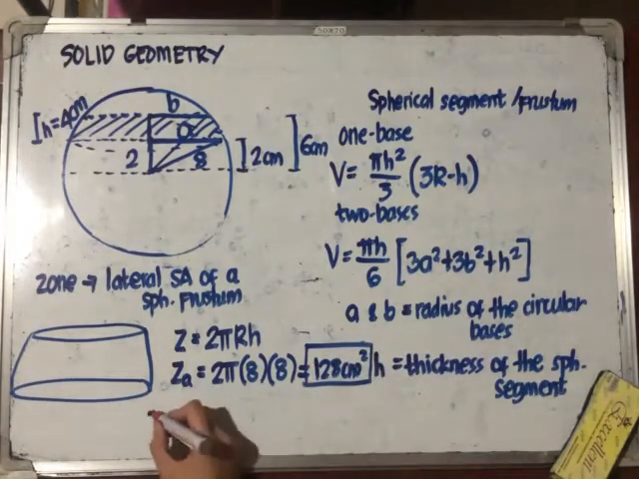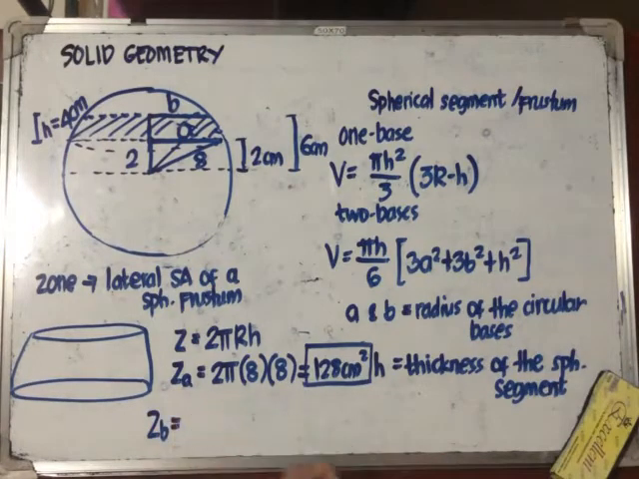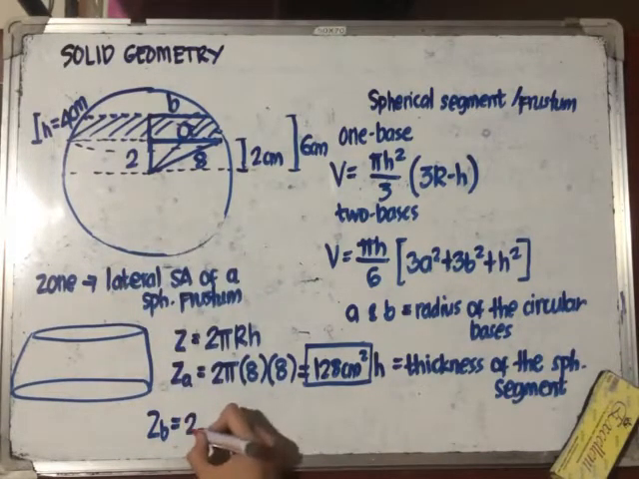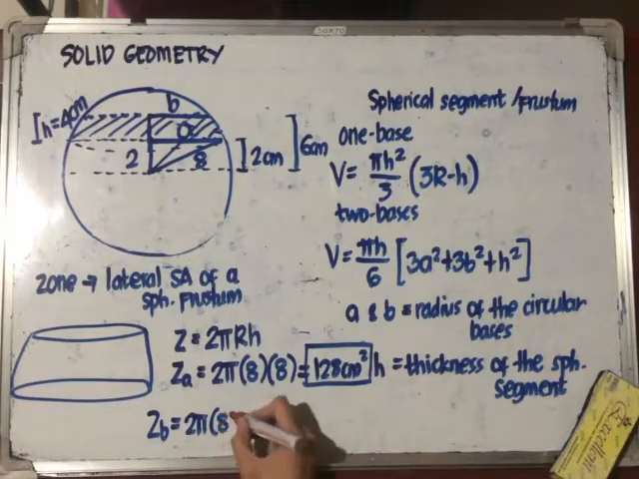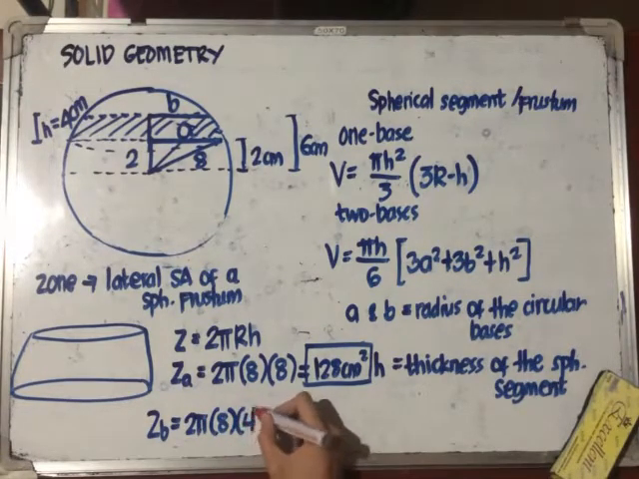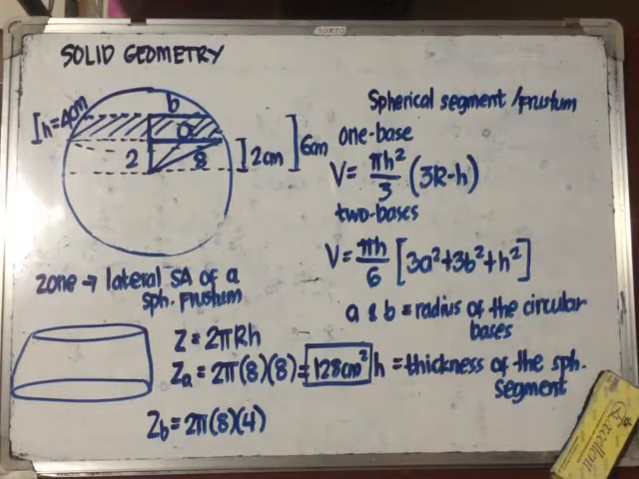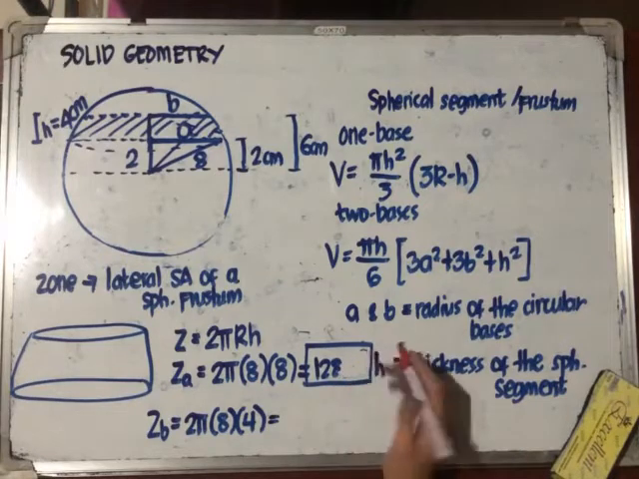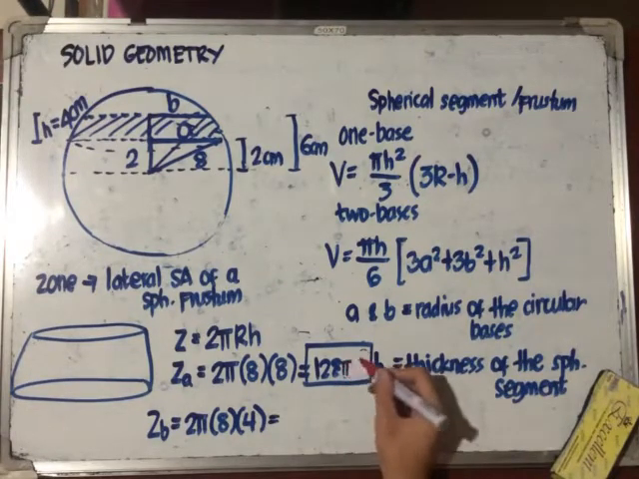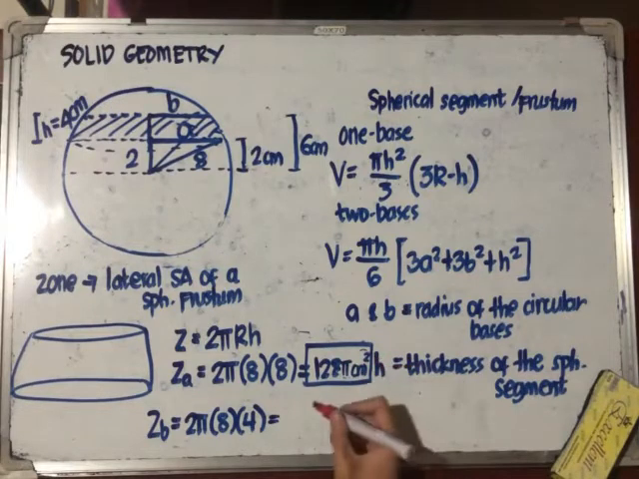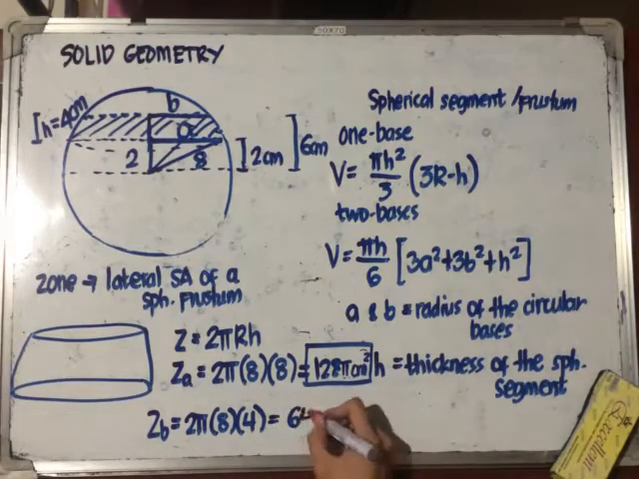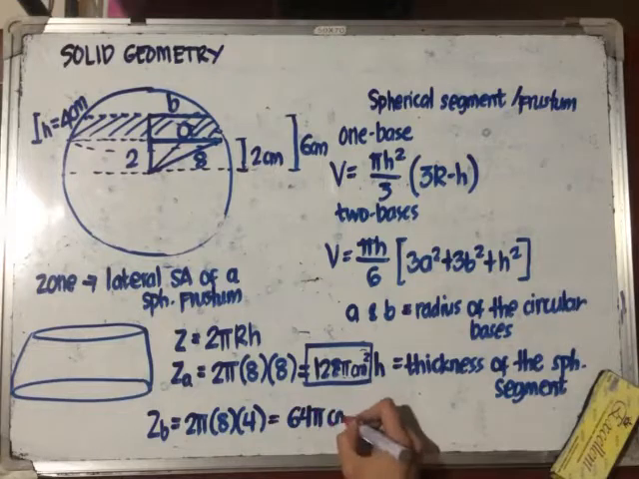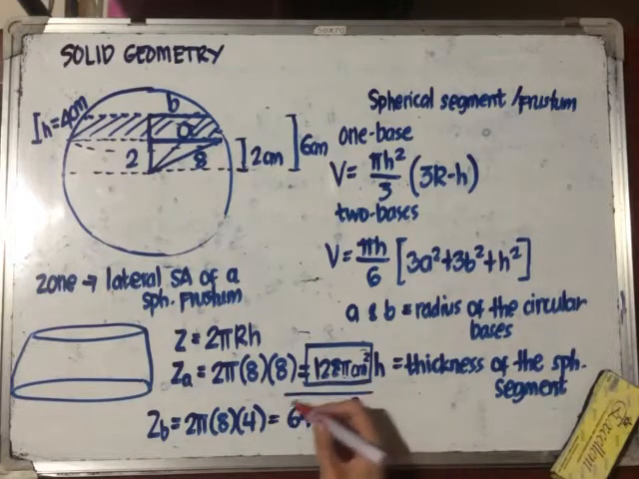128 pi. For the zone, in letter B, we still have 2 pi r. So, r is still 8. H this time is 4 centimeters. So, that would be 64 pi. Oh, I'm sorry, we're missing a pi here. This should be 128 pi cm squared. And this should be 64 pi cm squared. So, that's how you get the zone.